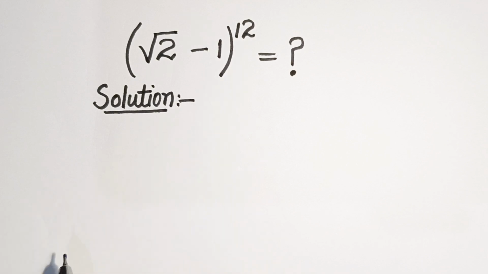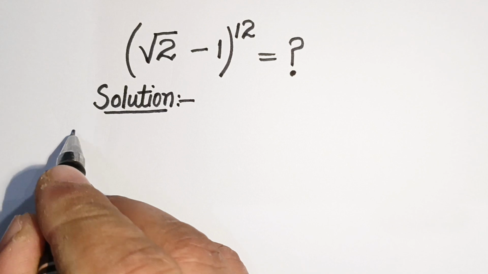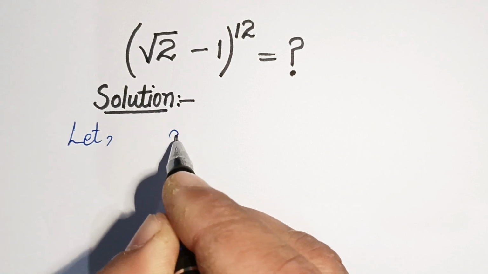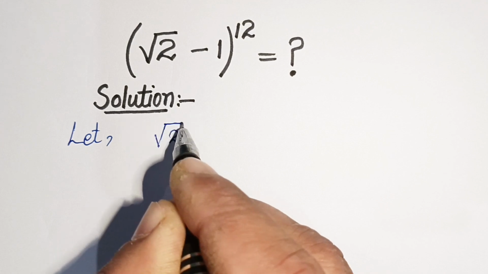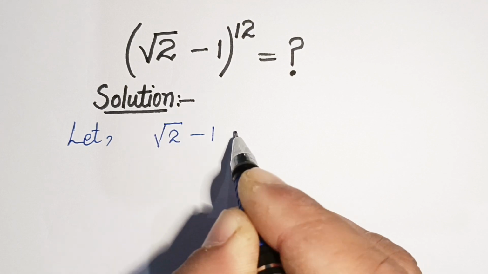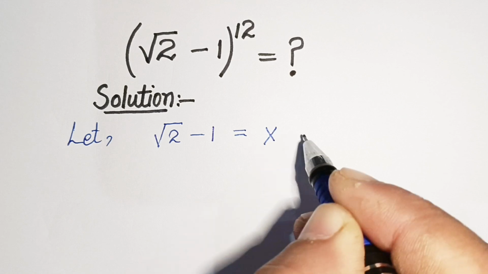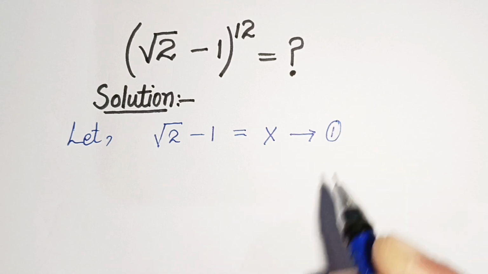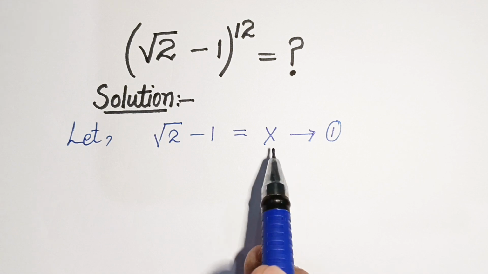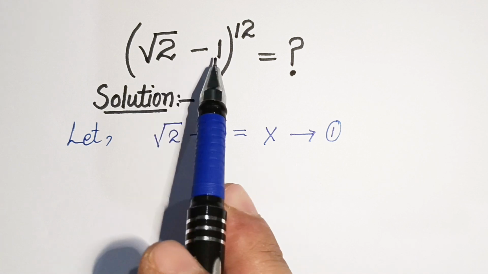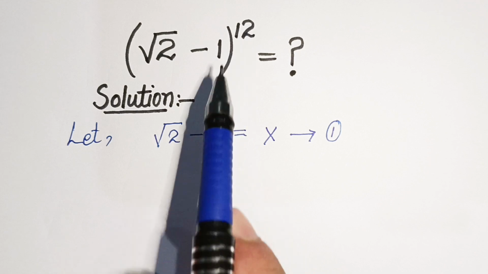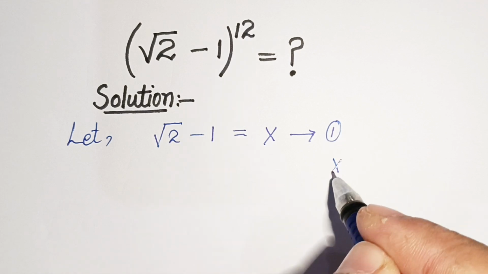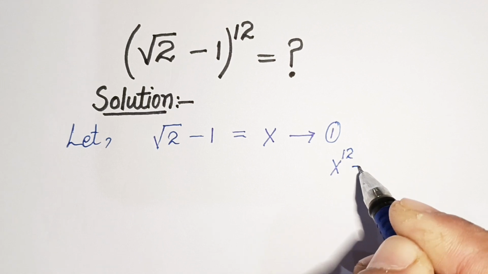So first of all we are going to suppose this expression, that is square root of 2 minus 1, is equal to x. Let us say it is our equation number 1. So if x is equal to this one, and here it is power of 12, we have to find first x to the power 12.